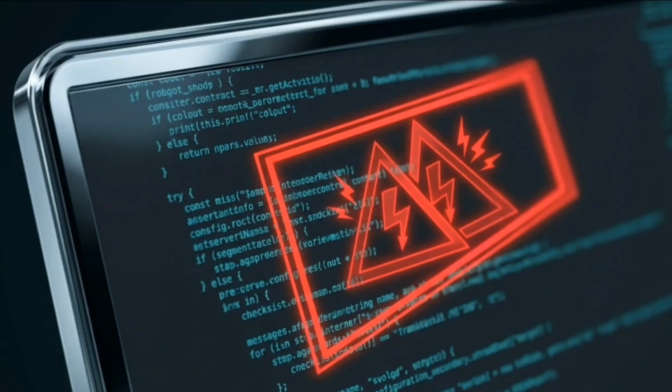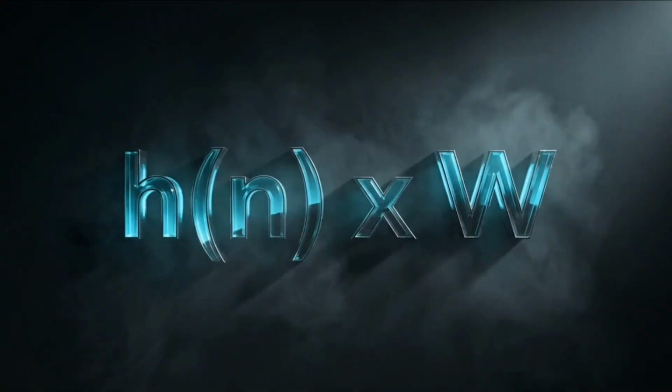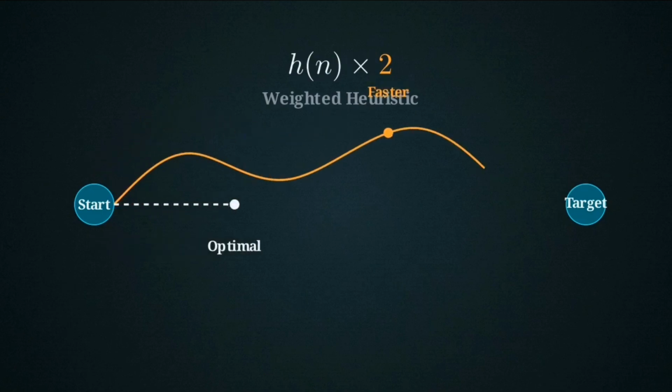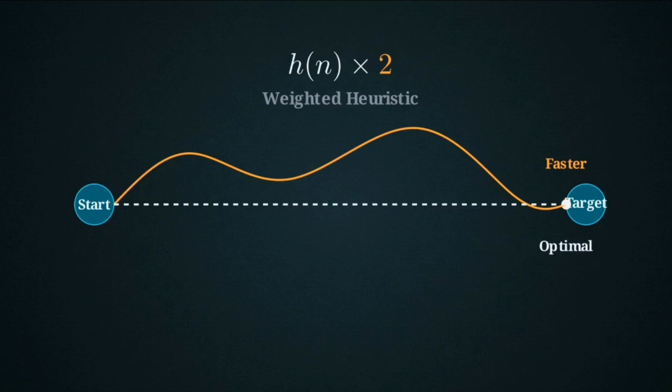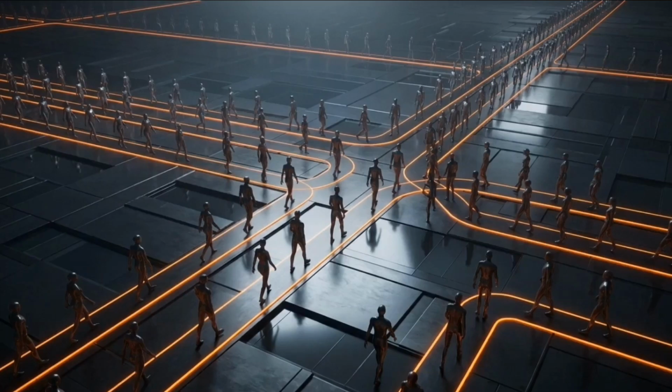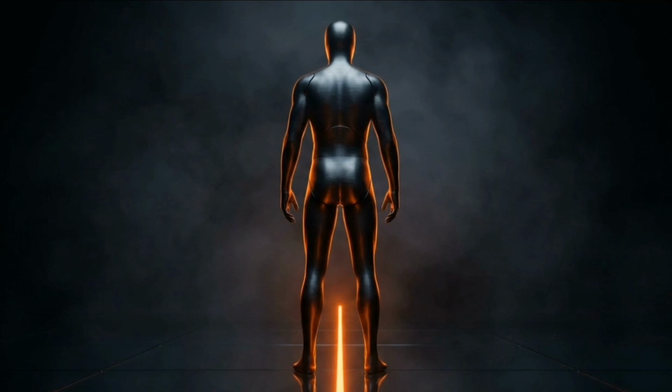Once developers mastered this formula, they realized they could intentionally break the rules to gain a performance advantage. This is a technique called weighted A-Star. By multiplying the heuristic so that it actively overestimates the distance, you sacrifice the guarantee of a mathematically perfect route. In exchange, the algorithm runs at lightning speed. It is an ideal trade-off for calculating the paths of hundreds of background characters in a crowd, where a good enough path is all you need.